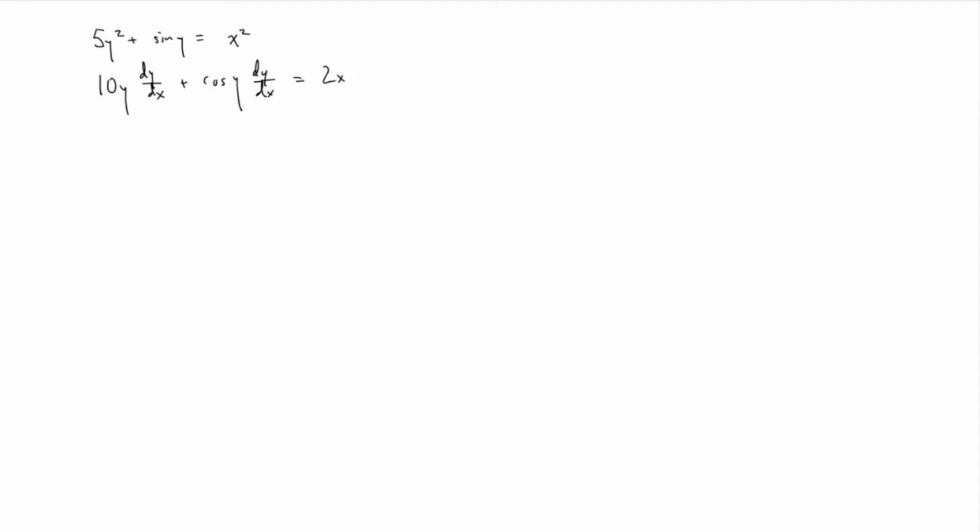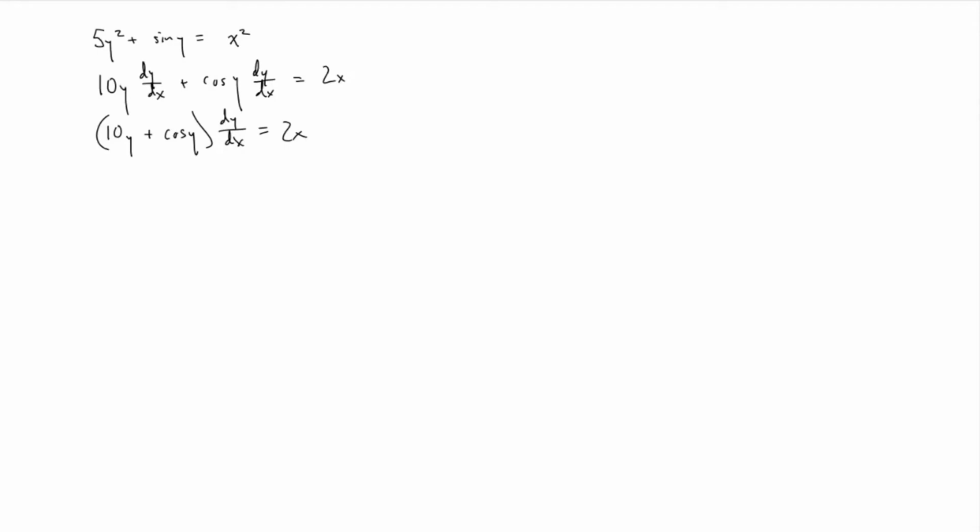All that's left is some algebra. We need to figure out what dy dx is equal to. So what we do is get everything with a dy dx on one side of the equal sign, and everything that doesn't have a dy dx on the other side of the equal sign. Well, we already have that in this particular case. And then we can factor out a dy dx on the left. That gives us this expression here.